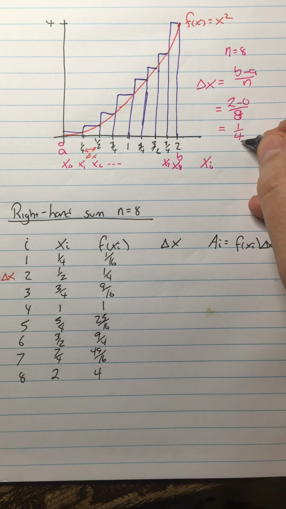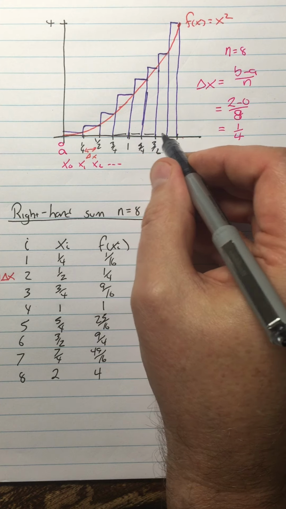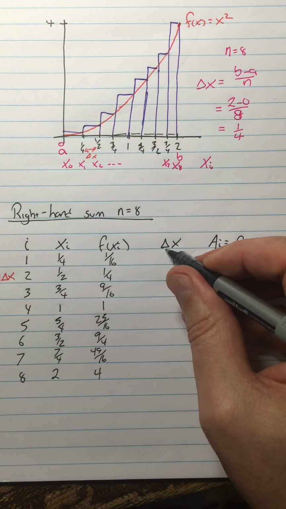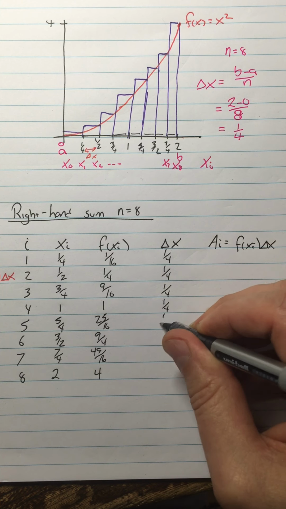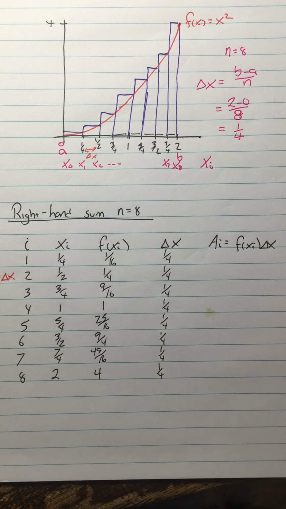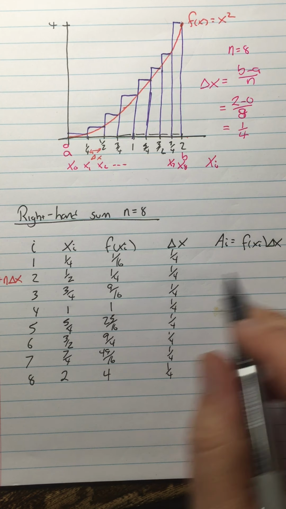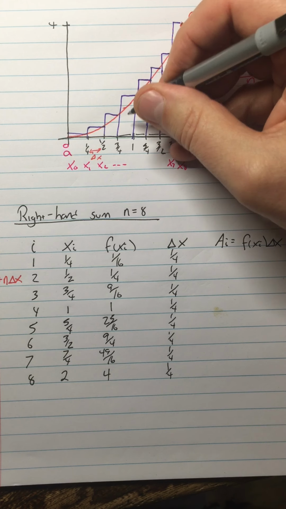Now, we know that delta x is 1/4, and for this problem, remember, delta x is the width of these rectangles. That delta x is constantly 1/4, so for every rectangle, the delta x is 1/4. So I like to write that in as a column in my table, and you'll see why. So then, when I go to find the areas, well, the f of x sub i is the height of the rectangle.